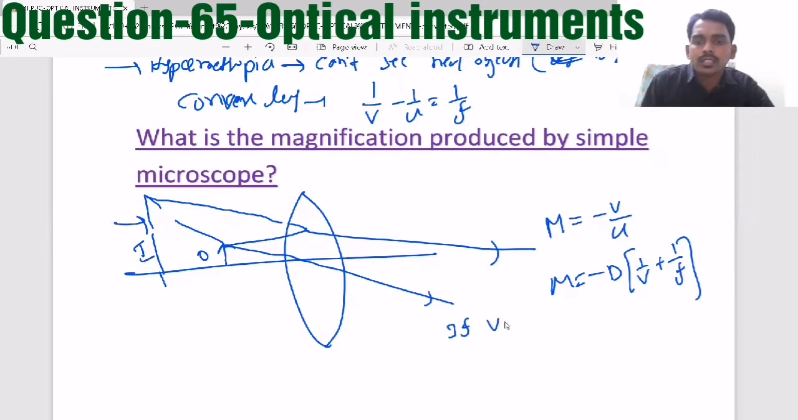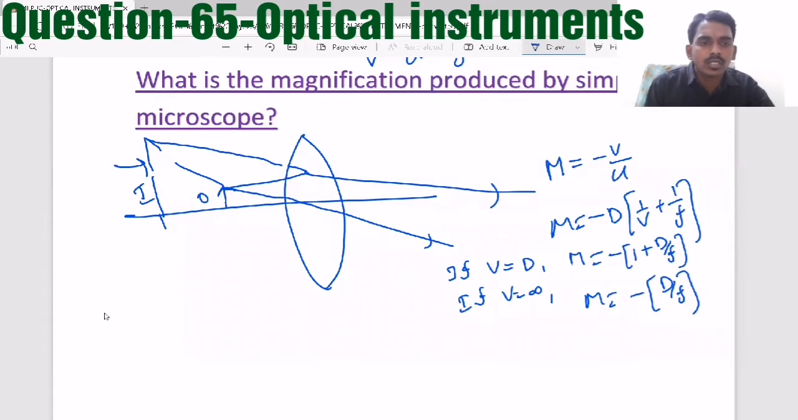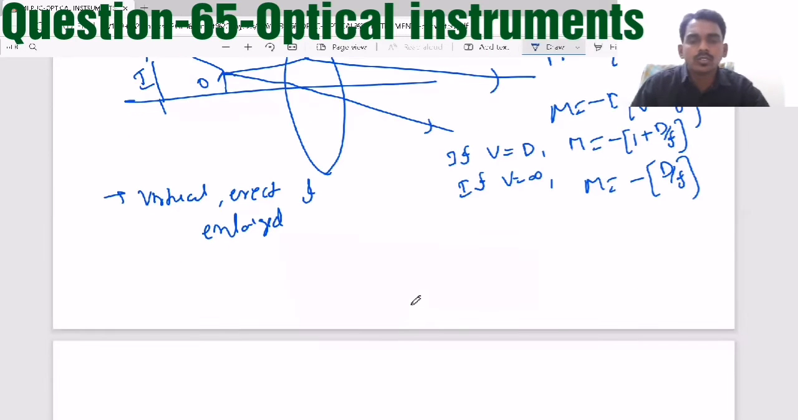If the final image is at D, then the magnification is minus of (1 plus D by F). If the final image is at infinity, then the magnification is minus of D by F because V equals infinity. So this is a virtual, erect and enlarged image we will get, just like a simple lens. So a simple microscope is nothing but a simple magnifying lens.